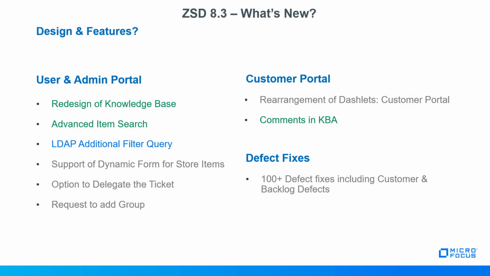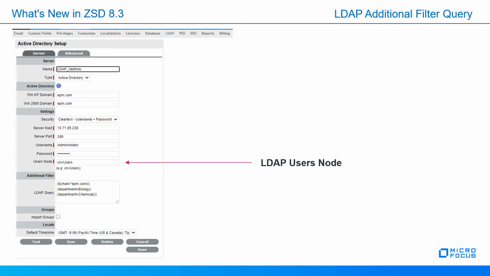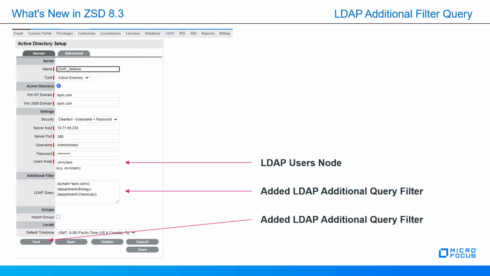Next is the LDAP Additional Filter query for the user source. The common use for gathering users from the LDAP user source is to configure the user node, typically CN equals users, at which all users and groups in that organizational unit will be searched for matching the LDAP groups and users. In addition, we have added the LDAP Additional Query filter, where an additional query, when invoked, will add those attributes to the LDAP query, speeding up the LDAP import. Use the test button to verify success.